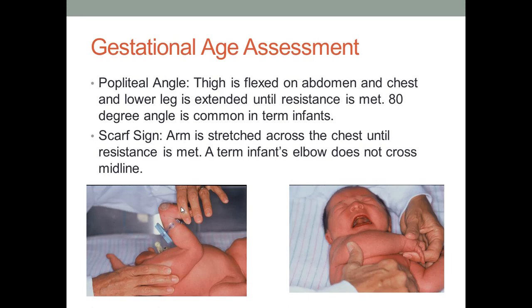Scarf sign. This is when the arm is stretched across the baby's chest until they can't stretch anymore. In a term baby, the elbow will never cross midline. So this picture on the bottom, I would say that baby is maybe a 36 or 37 weeker, because as you can see, that elbow is, well, it's kind of hard to tell. If the elbow is at midline or even further, then they're premature.